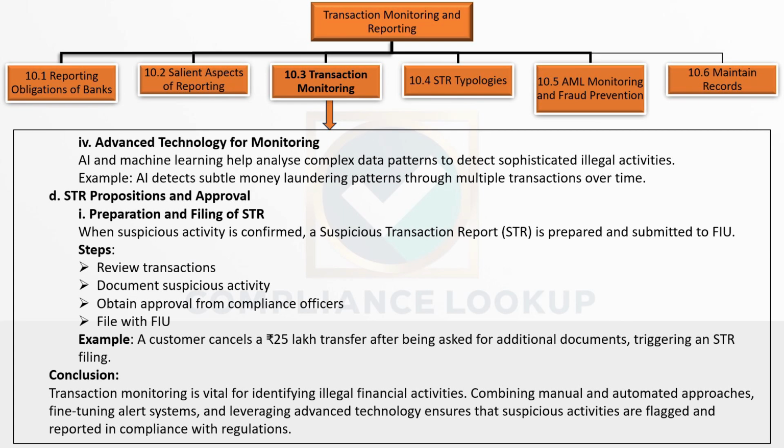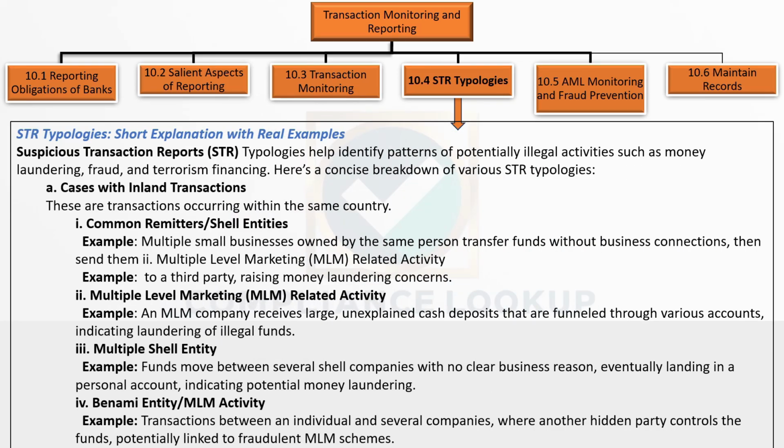Now coming to next, STR typologies. These are patterns or scenarios identified by financial institutions and regulatory authorities that may indicate suspicious or illegal activities such as money laundering, fraud, or terrorism financing. Below is a detailed explanation of various STR typologies based on inland, cross-border, and cybercrime related cases, along with real-world examples. A. Cases with inland transactions. These are suspicious transactions that occur within the same country.